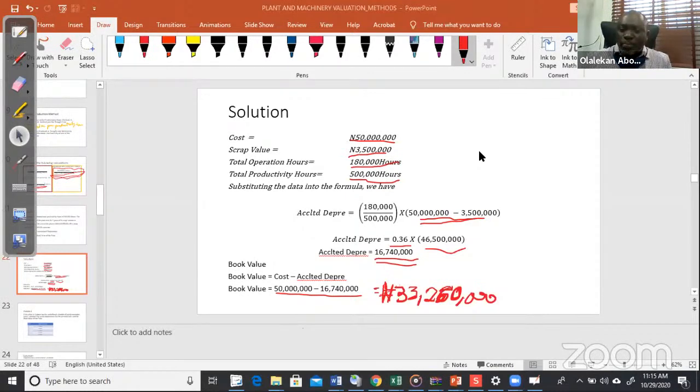The life expectancy of the plant is estimated to be 30 years, with productive hours of 8 hours per working day, and an expectation of 5 working days in a week. Are we together? Yes, sir, we are.